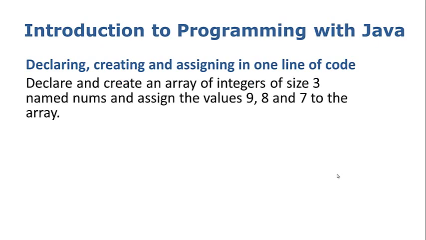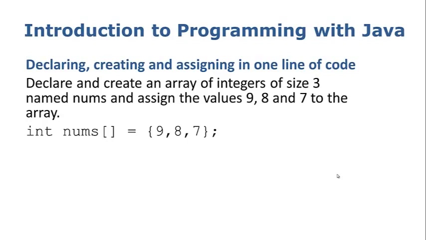If we're asked to declare and create an array of integers of size 3, named nums for numbers, and assign the values 9, 8 and 7 to the array, we know from the outset 9, 8 and 7 are going to be the contents of the array, so we can do it like this. We can say int nums, square brackets to show that nums is in fact an array, then equals, and after the equal sign we have our open curly brackets, and each of the values that get stored in the array, in the order in which we want it stored, gets put in the curly brackets separated by a comma. So we have 9, 8, 7.